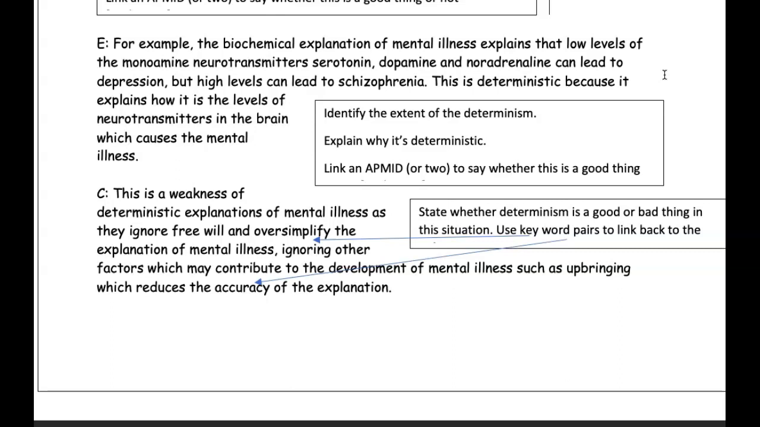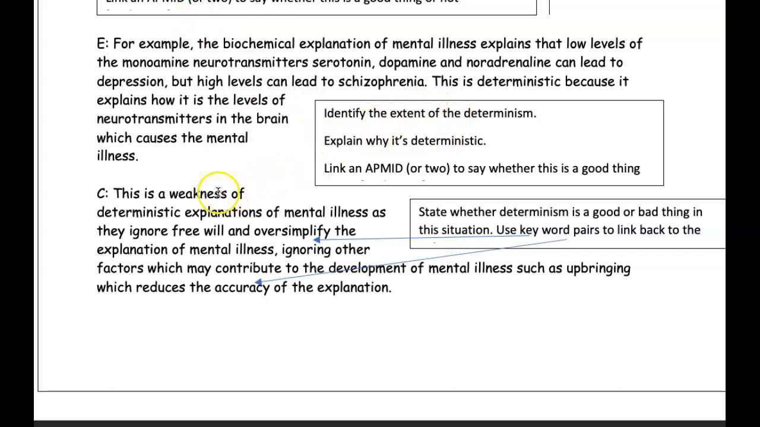Then we just simply say, well, what's deterministic about that? It's deterministic because it explains how it is the levels of neurotransmitters in the brain which cause the mental illness. So you've got to have that word cause in there, haven't you, to make it into determinism. So can we see how that example is linking back to the idea of determinism?